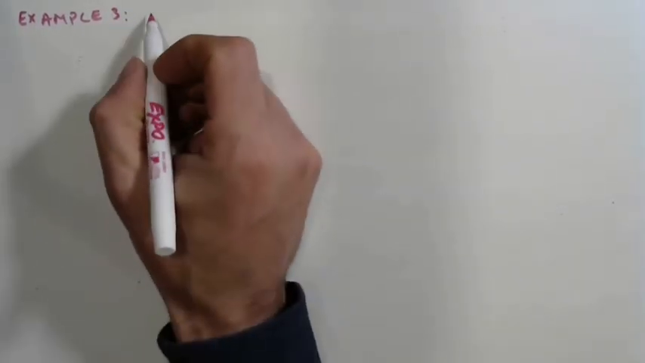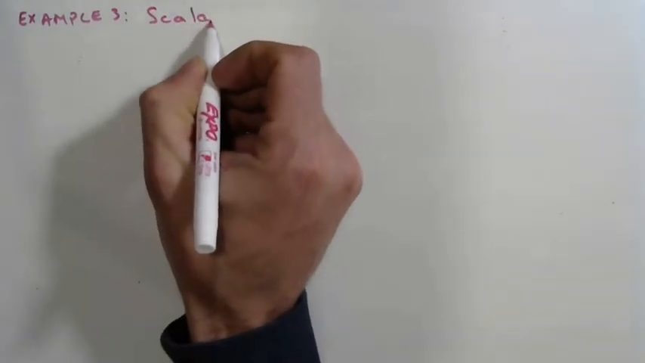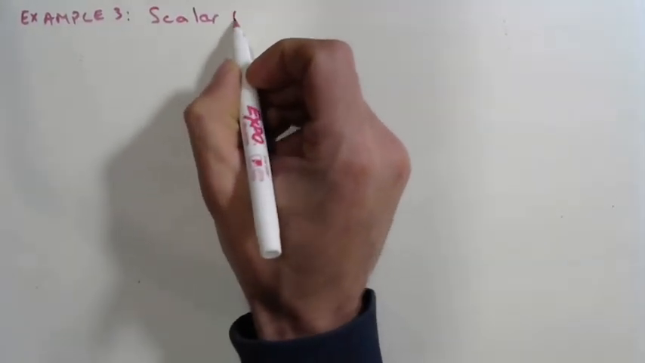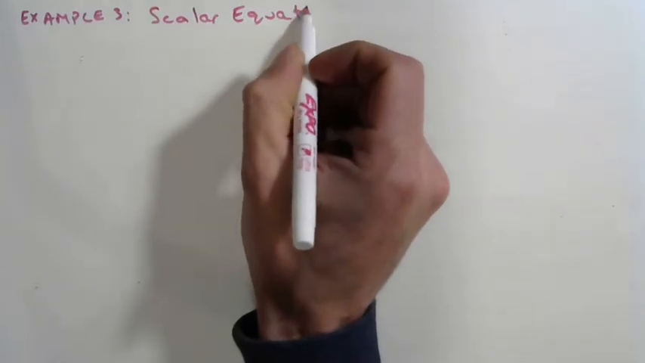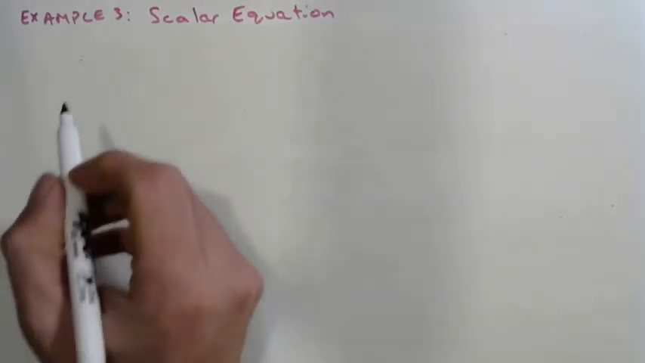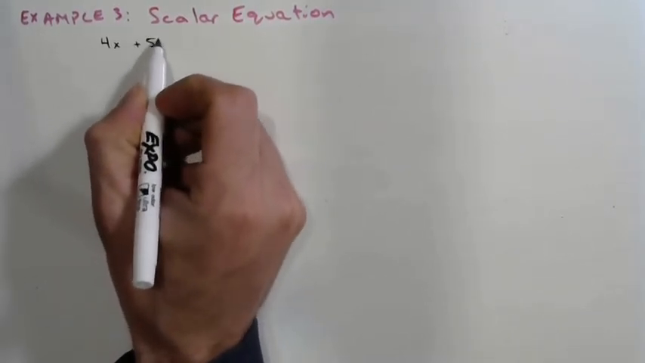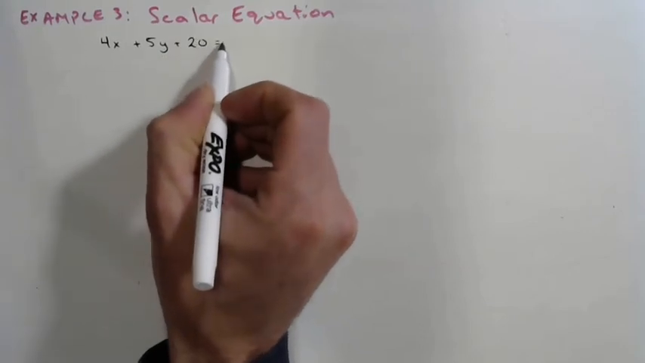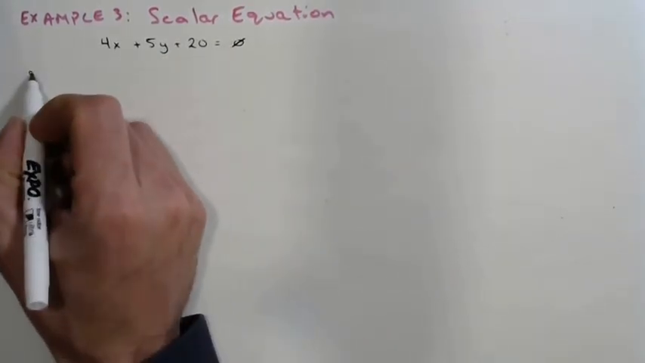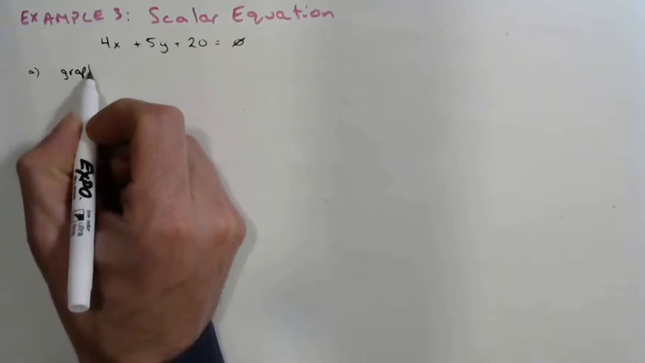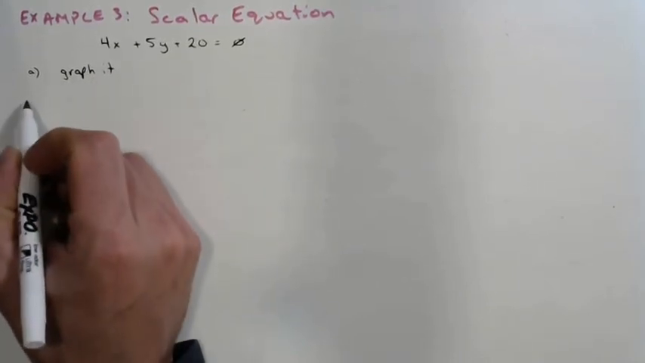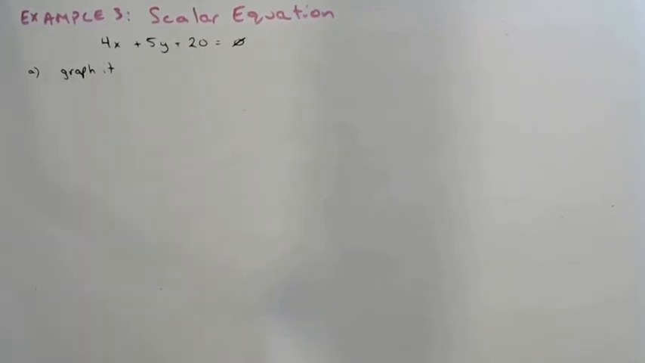In example 3, we're going to be determining a scalar equation, again, of a line in 2 space. And we're given the line 4x plus 5y plus 20 equals 0. First thing we're going to do is graph it. Then we're going to start thinking about a position vector that is perpendicular to that line. So step 1, let's just graph it.